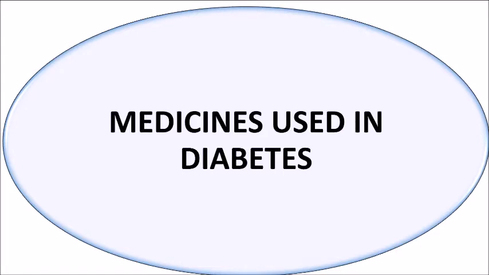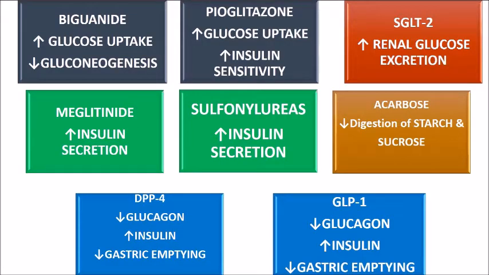Hello, we are learning about anti-diabetic medicines. So basically, this is a quick summary of anti-diabetic medicines. Medicines used in diabetes include metformin, which is the only big one.